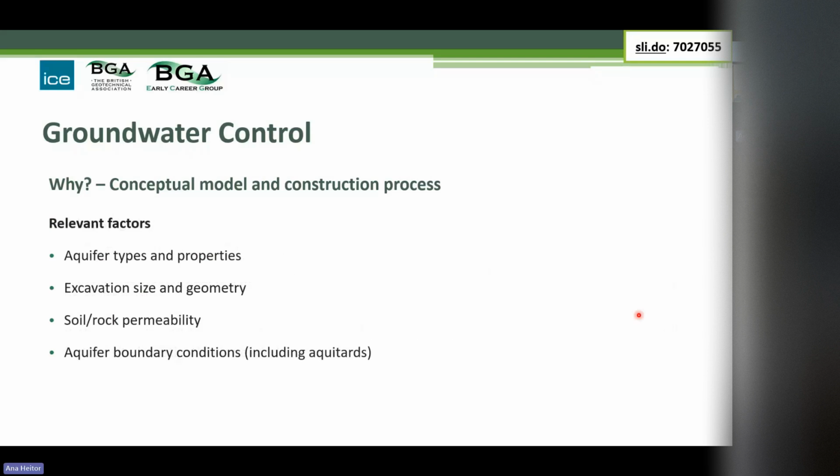In terms of the factors relevant to the conceptual model, the aquifer types, an aquifer being typically the term we use for a water-bearing zone in the ground, the aquifer types and properties are relevant, but also the conceptual model isn't just about the geology, it's about what we're trying to build. If you're constructing a shaft 100 meters deep, that's different to a pipeline 5 meters deep, and the size and lateral extent is important too. The soil and rock permeability is really important, and of course it's quite difficult in many cases to actually measure or obtain representative values of permeability. And finally, aquifer boundary conditions, including the presence of aquitards that might divide aquifers up, that's quite important too.